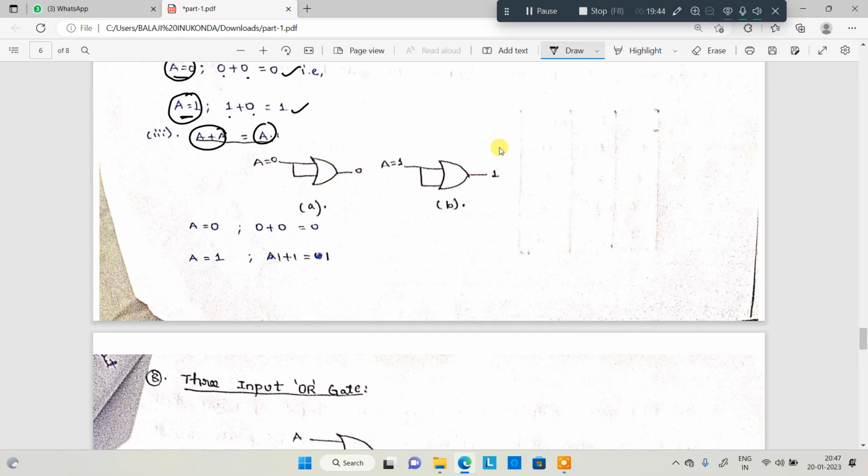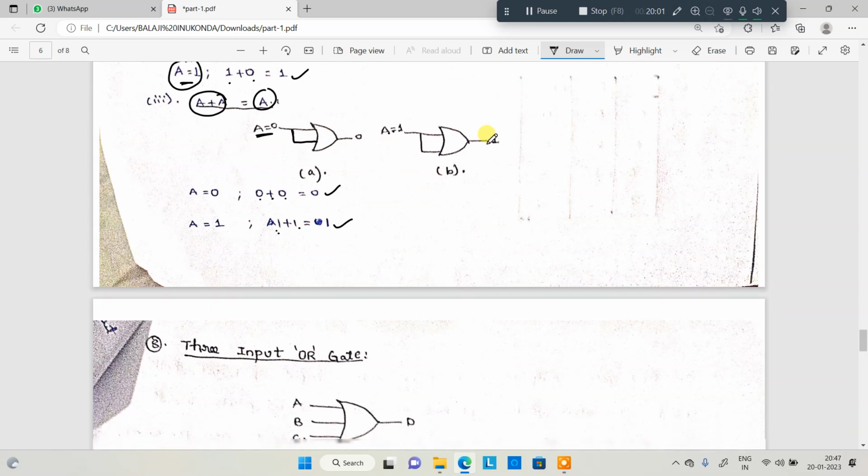Let us see. Both inputs are the same symbol A. For example, if A is equal to 0, then 0 plus 0 is 0 only. If A is equal to 1, then 1 plus 1 is 1 only. That means whatever the A value, the same value appears as the output. That's why A plus A is equal to A.